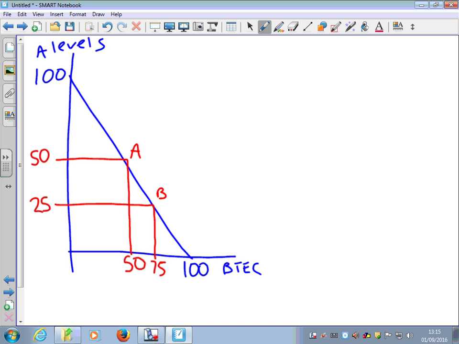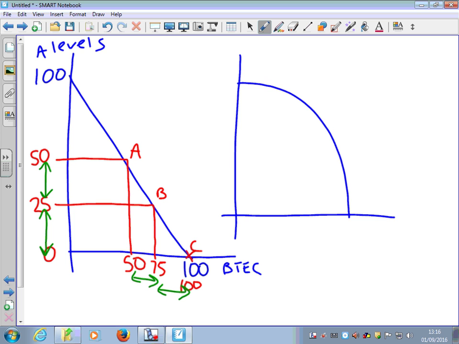Look at that. I've had to give up 25 A-level, so resources that used to be used to make A-level are now being used to provide BTECs. If we then take it even further, imagine next year that the only people that applied wanted to do BTEC. We're now offering 100 BTEC and 0 A-level. So what I've done, I've dragged all the remaining resources away from A-level towards making BTEC. I've got a constant opportunity cost. Now let's think about what the situation would really be like.